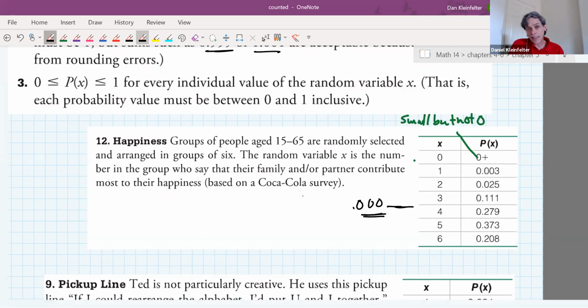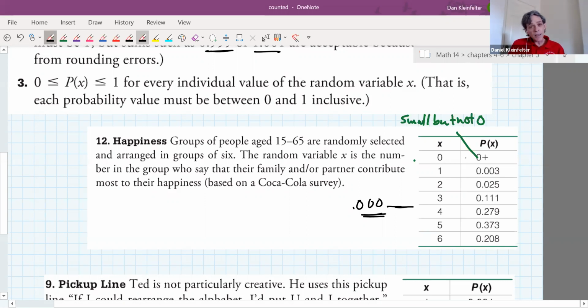You go to each table and ask the people there, for how many of you is it true that your partner or your family contributes most to your happiness? Or is it your car or your job or your dog or something? Is it your family or is it something else? The number of people who say that it's the family or their partner could be nobody, or it could be all 6 people, or maybe 3 people at the table say that's true.